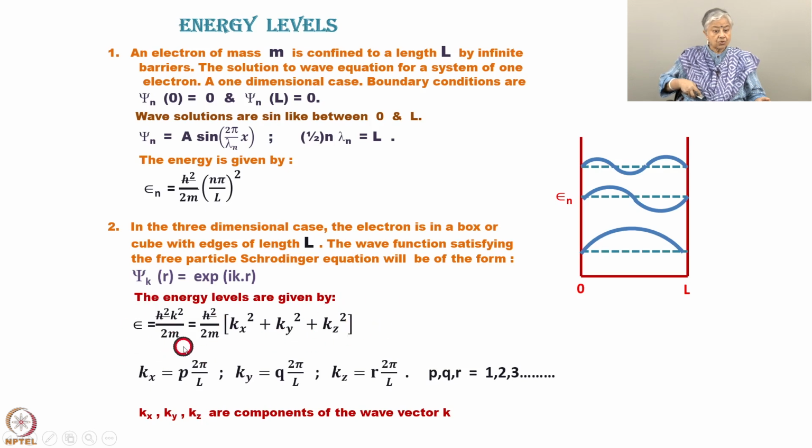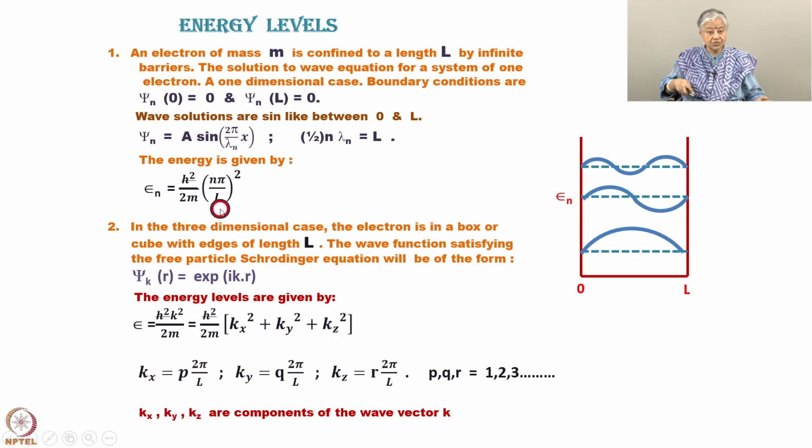Okay. So, I am interested in knowing what the energy states are. The energy states given here in a 3-dimensional case is E is equal to h cross square k square upon 2m. Now, k is a vector, and it has components kx square plus ky square plus kz square. So, the energy is given by all this, and k takes the value of 2 pi by L.